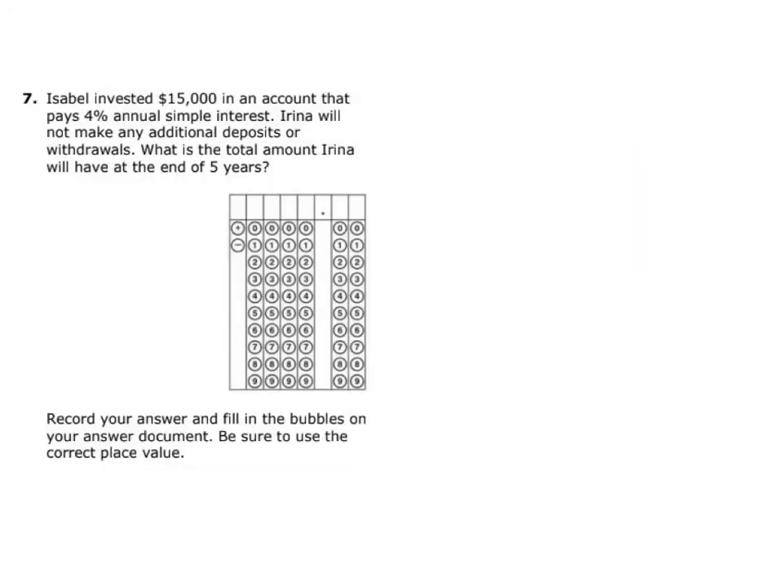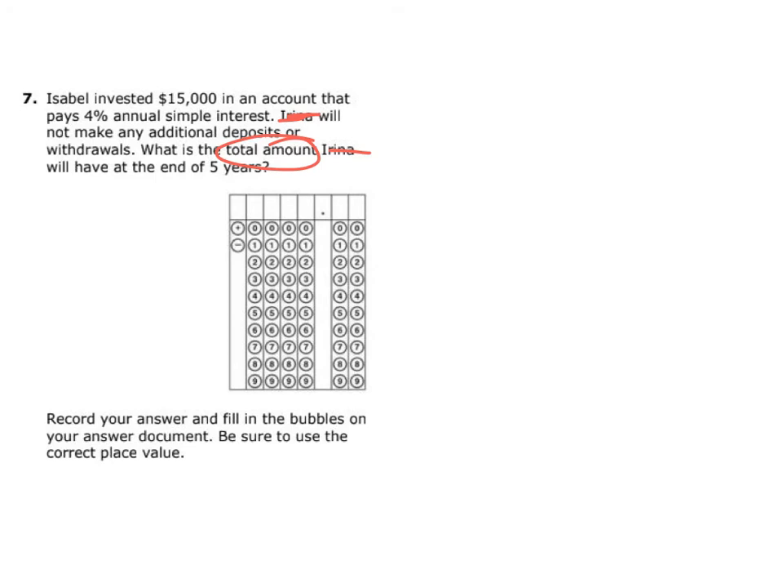Okay, number 7 says Isabel invested $15,000 in an account that pays 4% annual simple interest. Irina will not make any additional deposits or withdrawals. What is the total amount Irina will have at the end of 5 years? Well, it's the same person. We just keep making mistakes like that. So record your answers, fill in the bubble on your answer document. Be sure to use the correct place value. So it's asking for total.